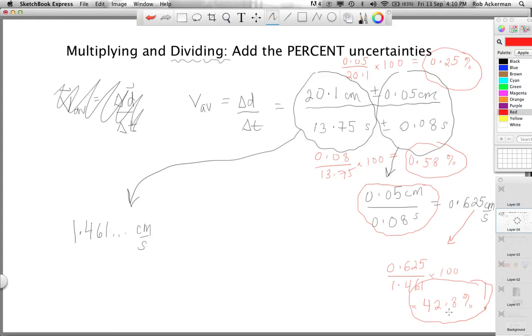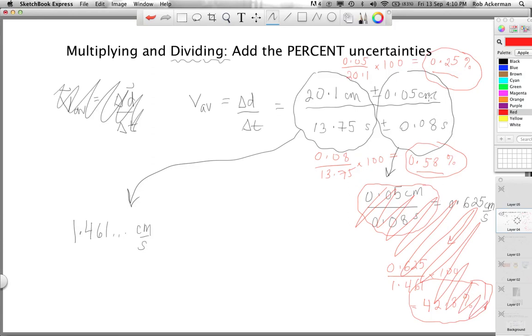This is like saying, let's meet for dinner. I'll meet you at 7 p.m. plus or minus 3 hours. I'll be there any time between 4 and 10 p.m. because I'm really uncertain about time. Well, that would be bad. This is pretty bad too. To be 42% uncertain when the numbers you used were only 0.25% and 0.5% uncertain, obviously we've done something wrong. This is not the way to deal with uncertainties when you divide.